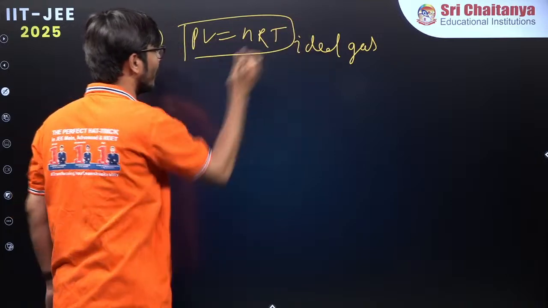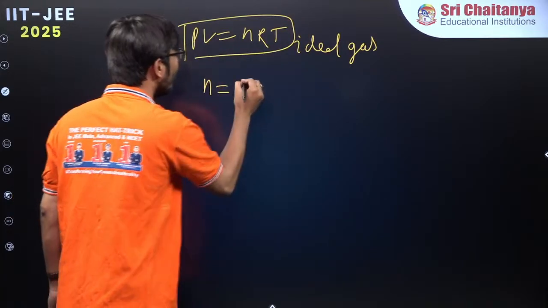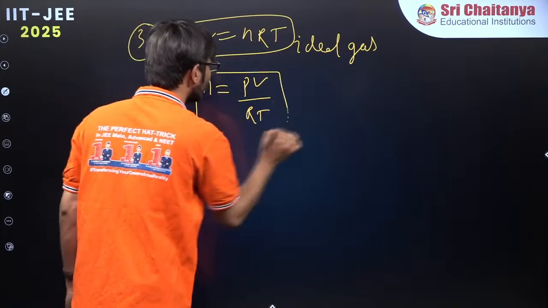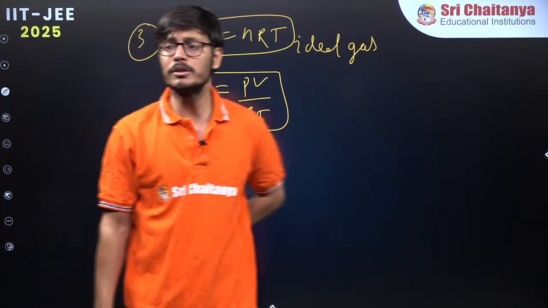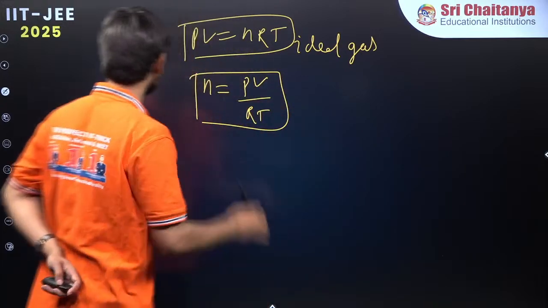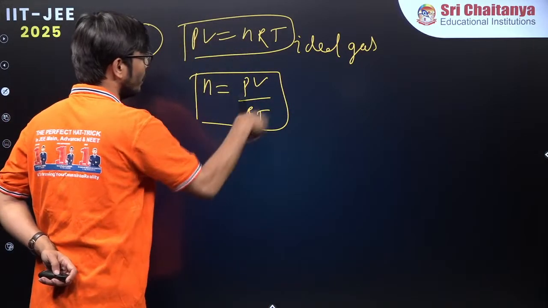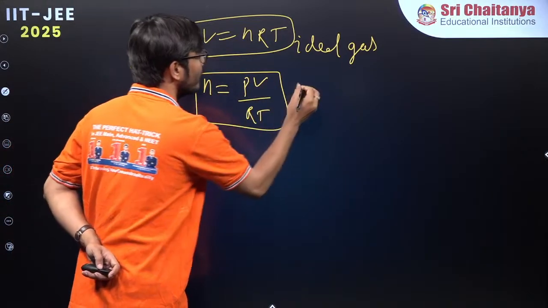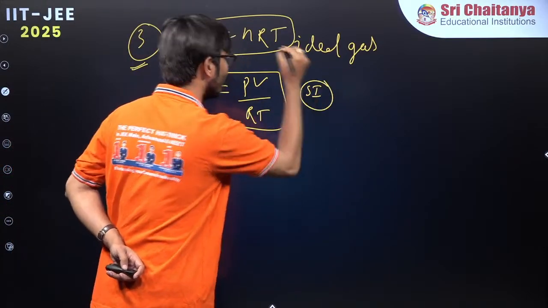So PV is equal to nRT. So what is number of moles ka formula? Number of moles ka formula is equal to PV by RT. So this is the fourth formula we are having. Number of moles is equal to PV by RT. What should be the units? Pressure, volume, R and T. Keep the SI units. We should have SI units.